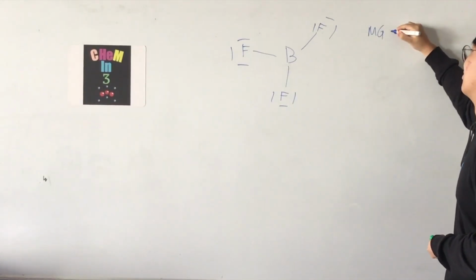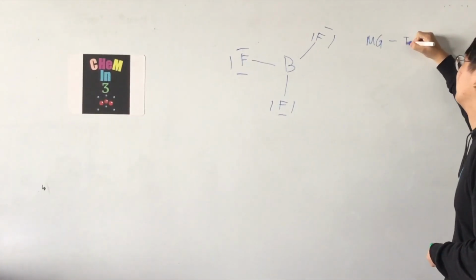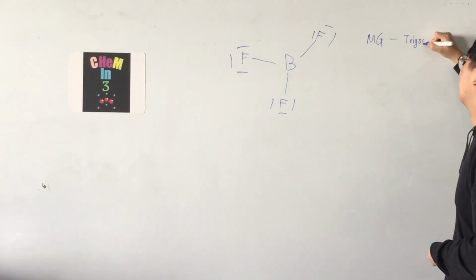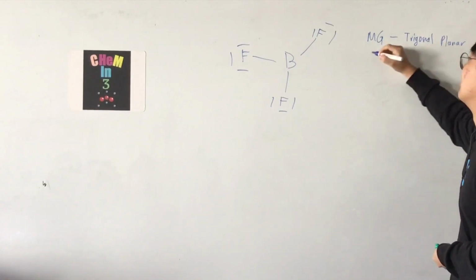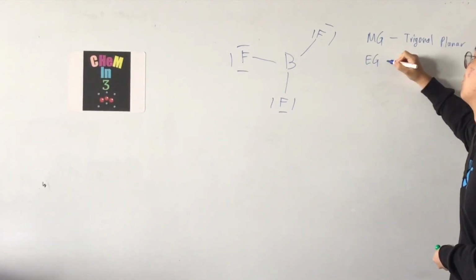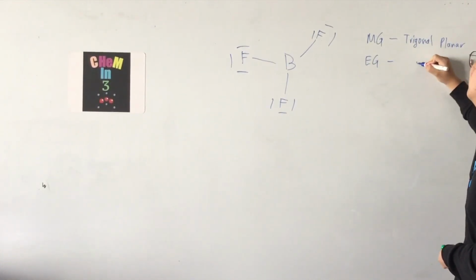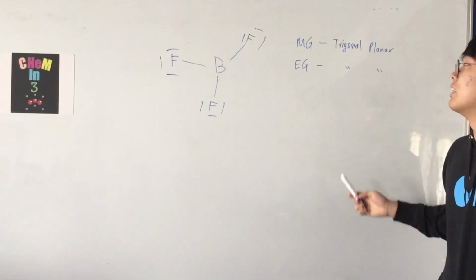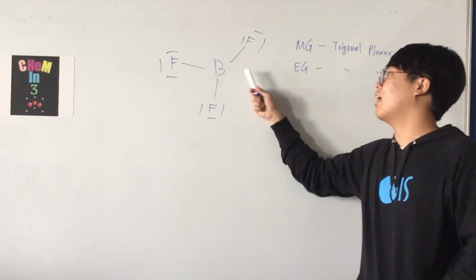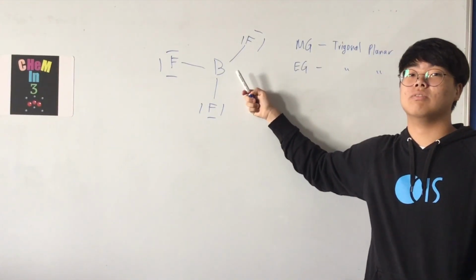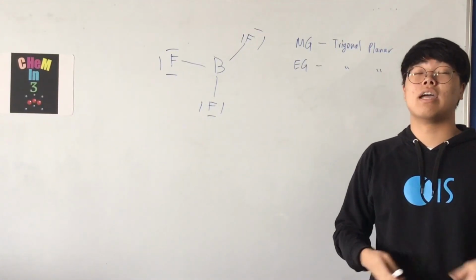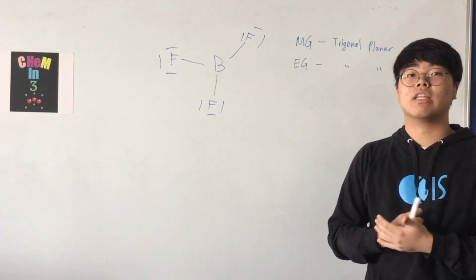This is molecular geometry. It'll be trigonal planar, and electron geometry will also be trigonal planar. What's special about this molecule is the fact that boron doesn't have its octet satisfied, meaning that it doesn't have 8 electrons within it.